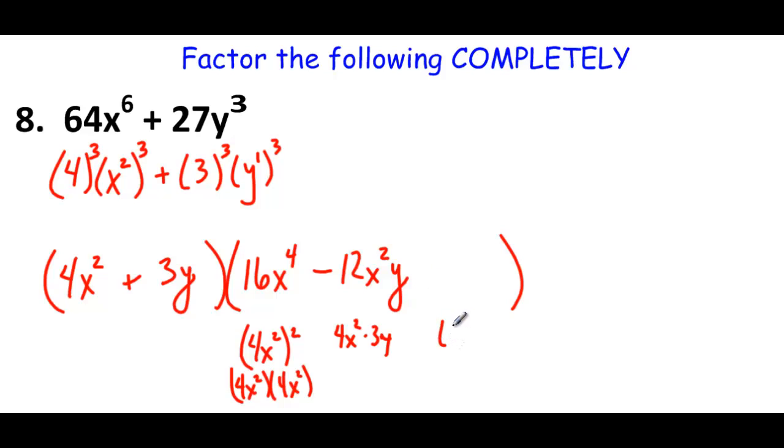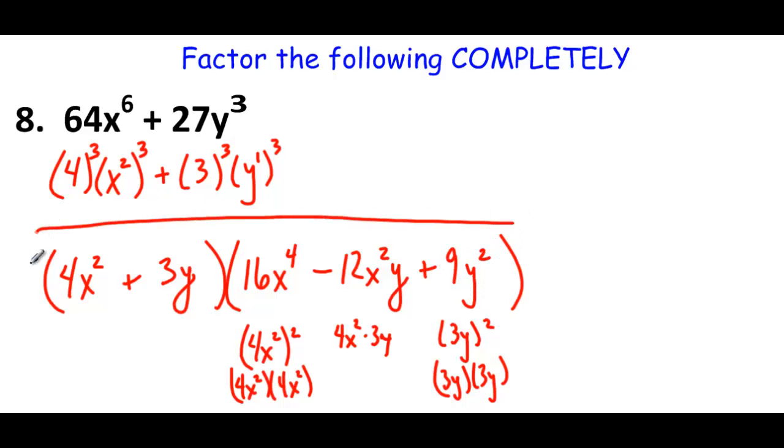And in my last term, I'm going to take the last part, 3y, and square it. Remember again, that's just 3y times 3y, which is a positive 9y squared. And remember, as soon as we do this, we're done. Okay? And that's as far as I can go. And that's how you factor a sum of two cubes.